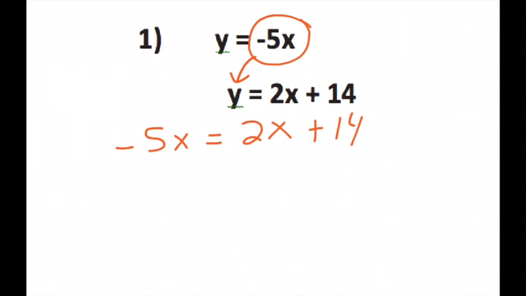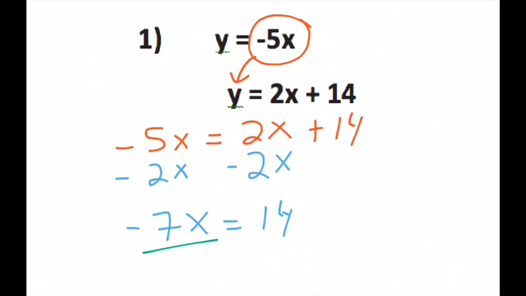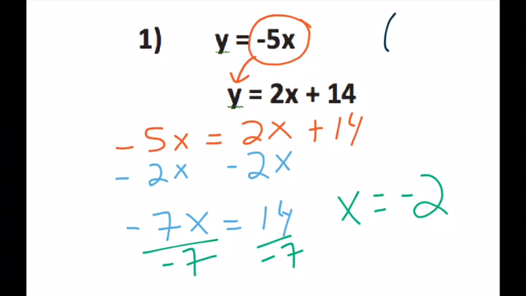Now I'm just going to solve for x. So I'm going to subtract 2x from both sides. I get negative 7x equals 14. Divide both sides by negative 7. X equals negative 2. So now I know in our ordered pair, my x value is negative 2.